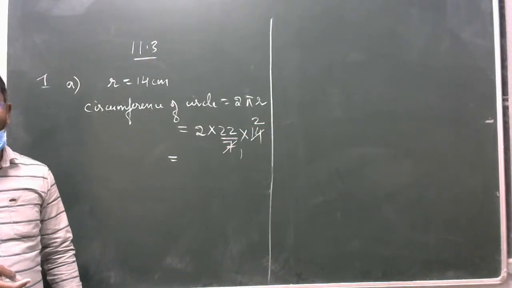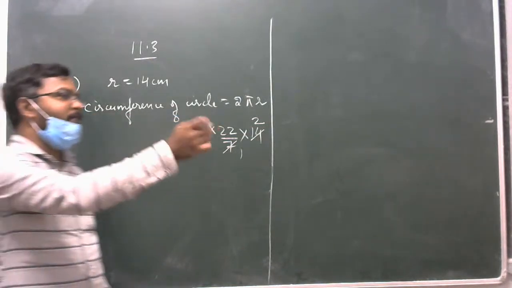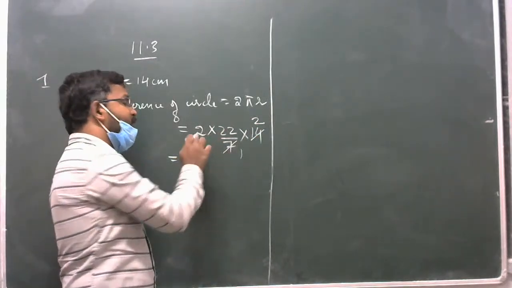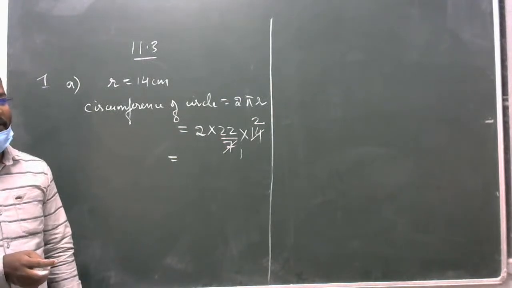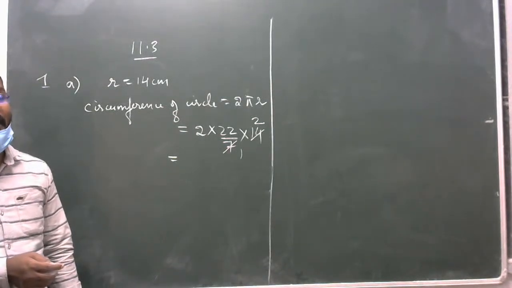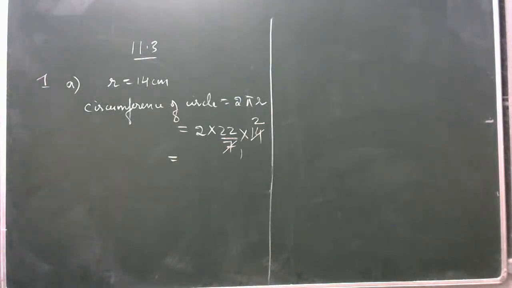Yes, sir. Okay. What is her name? Vaishnavi, can we cancel these twos? Yes. Any other different answer? Can we cancel? No. Why? Because there is a sign of multiplication in front of it.